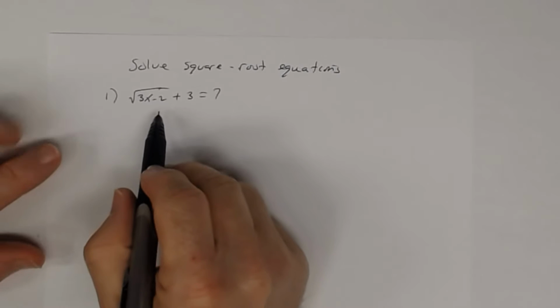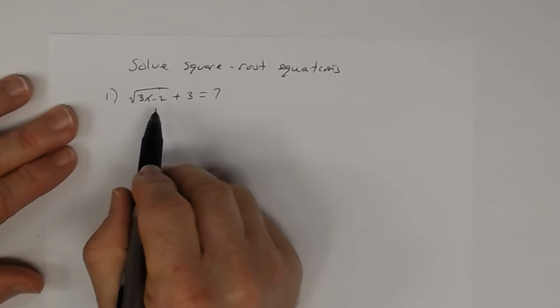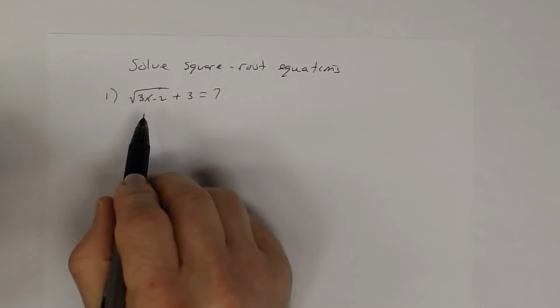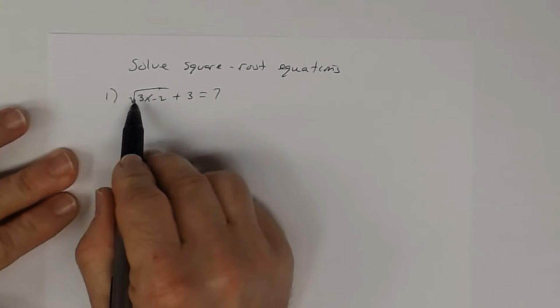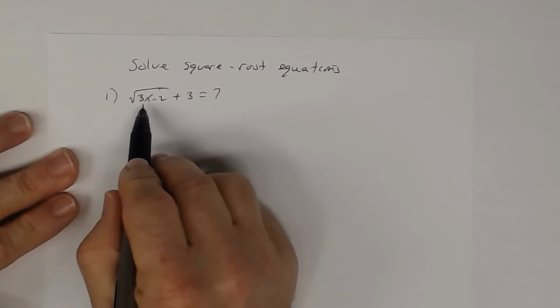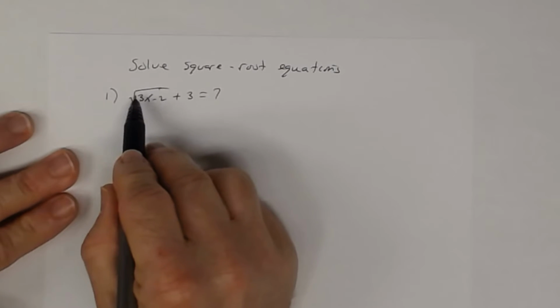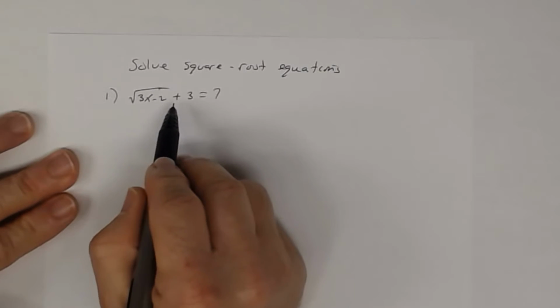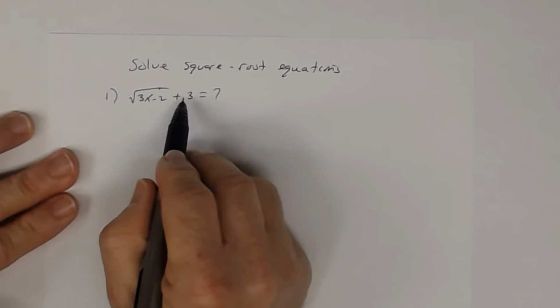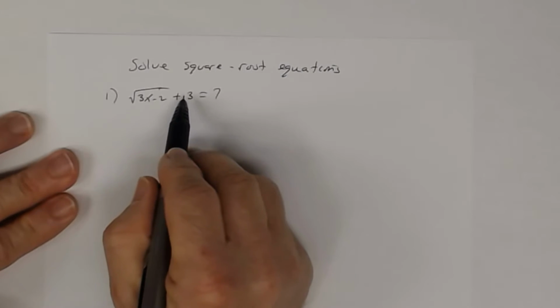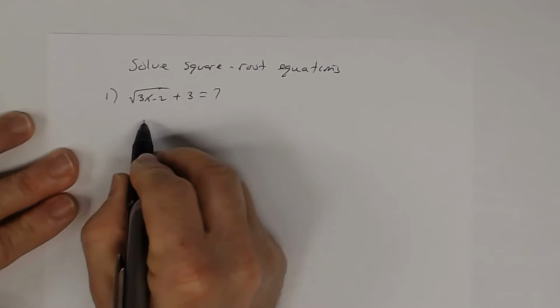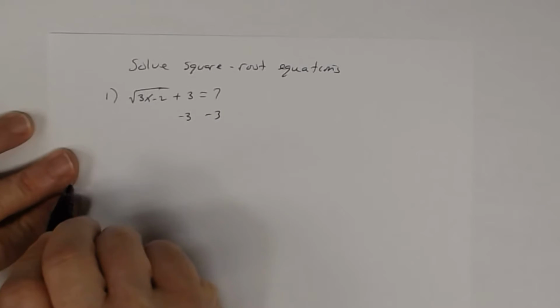All right, now to solve this square root equation, the goal is first of all to isolate the term that has a radical symbol. So we want to get the square root of 3x minus 2 by itself. I'm adding this 3 here, so I need to bring this 3 to the other side. So first thing I'm going to do is subtract 3 from both sides.